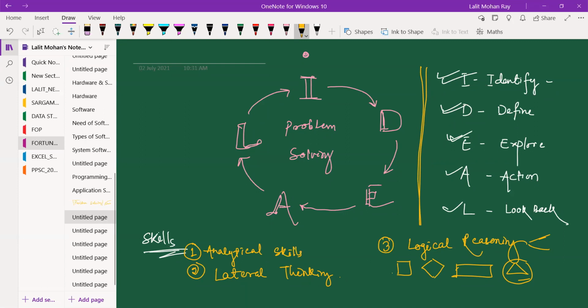Because this is a shape having 4 sides, this is a shape having 4 sides, this is also a shape having 4 sides, but this is a shape having 3 sides. So this one is odd.